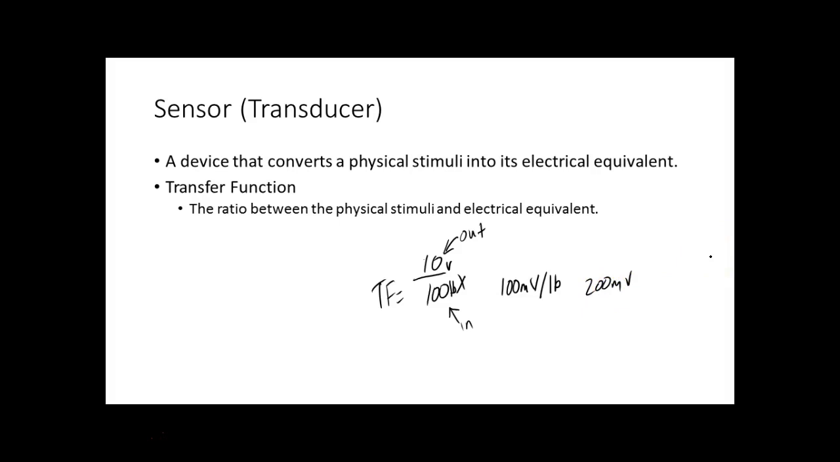If it's 100 millivolts per pound, then my weight would be 1 pound. Right? 100 millivolts for every pound. If I say it that way, does that make more sense? So 200 millivolts means I would have what? 2 pounds. Sorry, 300 millivolts would be what? 3 pounds. 400 millivolts would be 4 pounds.